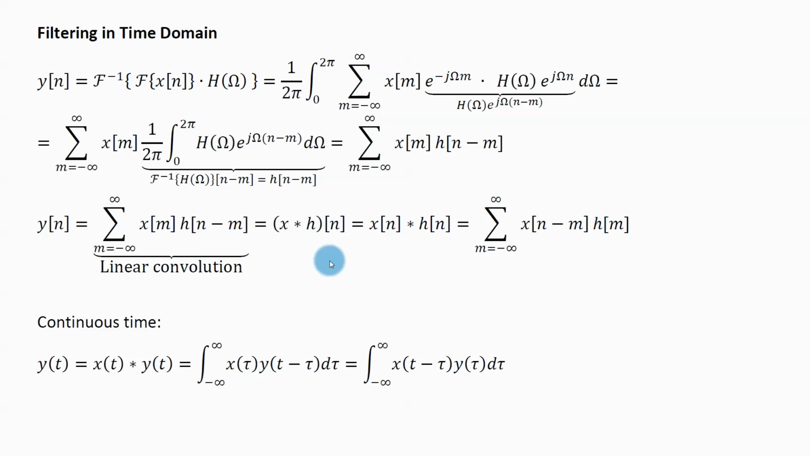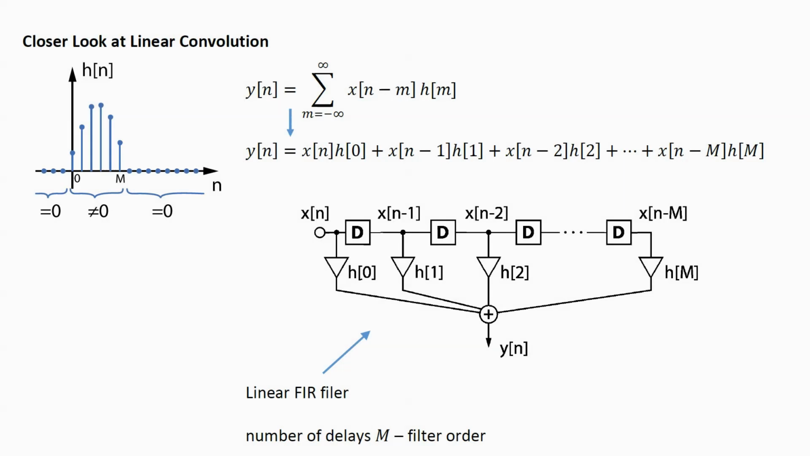As I have told you, I have done this derivation with the discrete time Fourier transform, but if I did it with the continuous time Fourier transform, I would get a result like this. This is the formula for the continuous time linear convolution. The formula looks like this, or if you do the change of variables, it looks like this. Now let's have a closer look at the linear convolution.